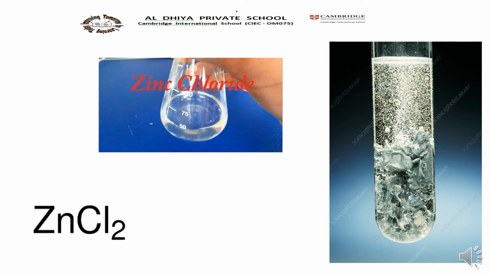Now we are going to learn how to prepare a salt from a metal and an acid. Here I am showing you the preparation of zinc chloride. The granulated zinc is added to hydrochloric acid in a flask. Bubbles of gas rise from the metal. Which gas? Hydrogen gas. It passes through the liquid and escapes into the air.